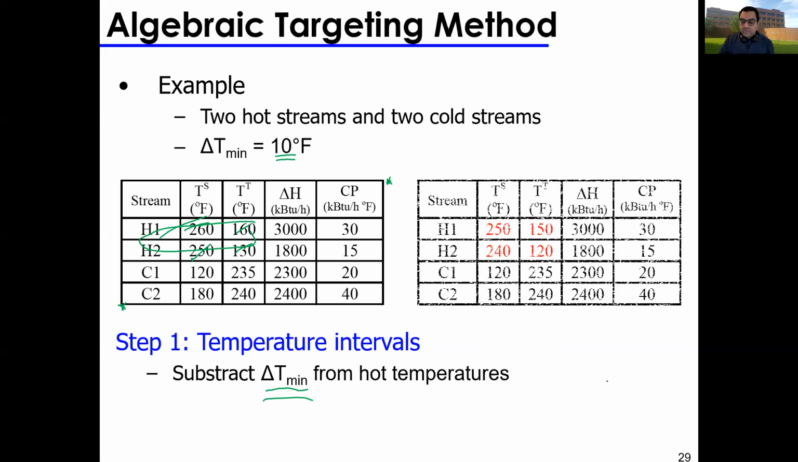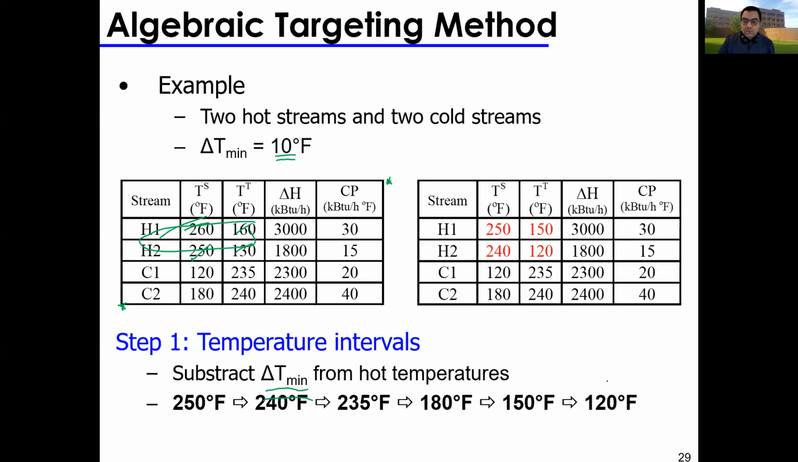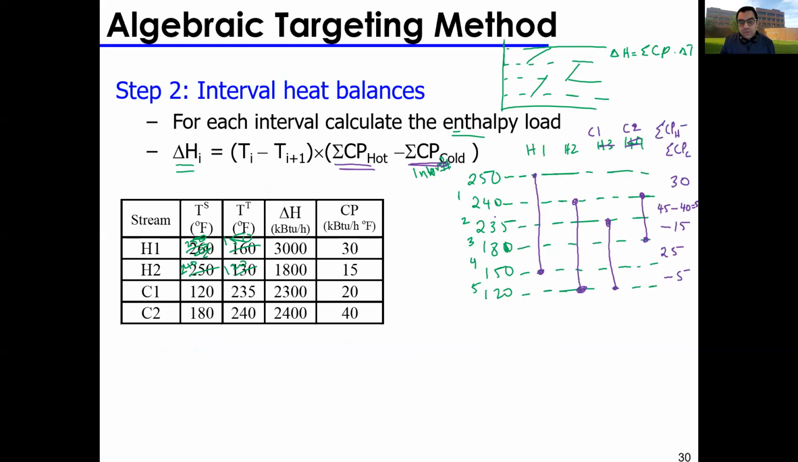To get the updated temperature table, basically, step number 1, I just subtract my delta T minimum from my hot streams to get an updated table. Step number 2, I'm going to arrange these temperatures from hottest to coldest, right? So I'm going to arrange them.